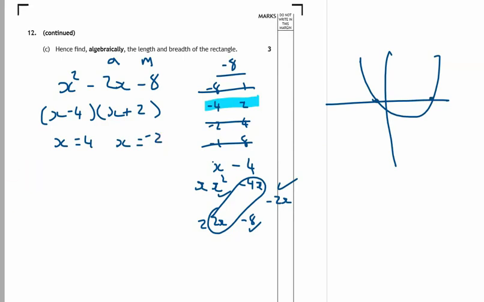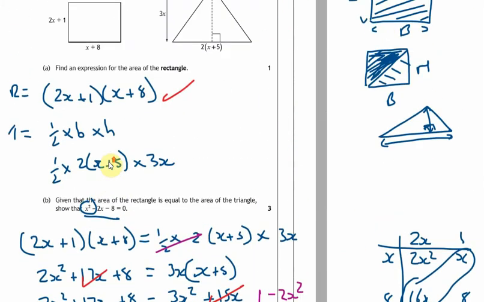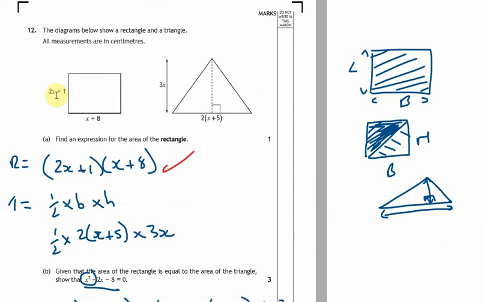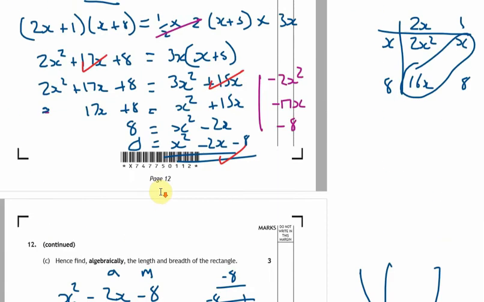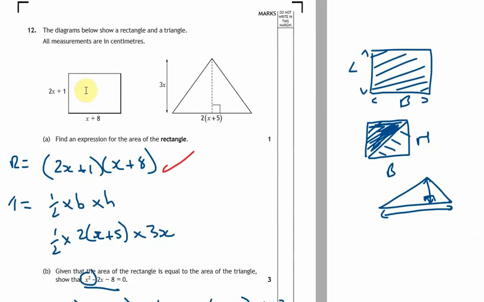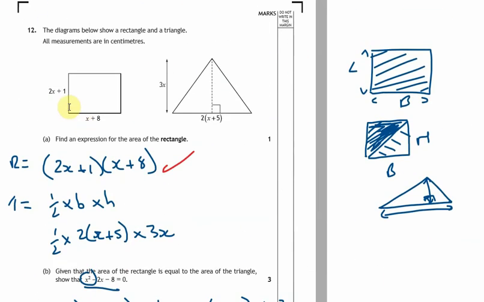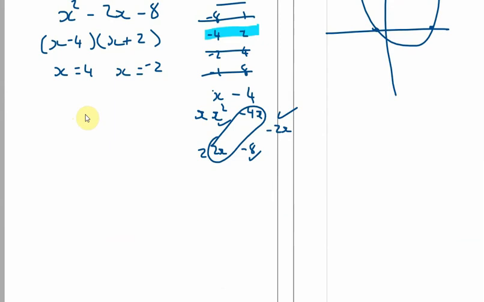Now, is -2 a valid answer when we're working out the length and breadth of a rectangle? I mean, it could be if that was the final answer, but right now we need to put them back into the original expressions to see what's going on. So it's the rectangle we're looking for. So it's 2x plus 1 and x plus 8.